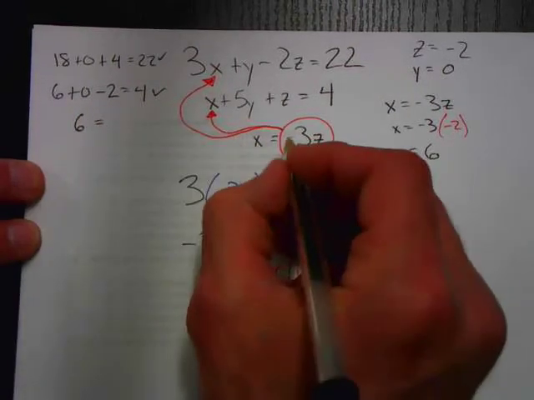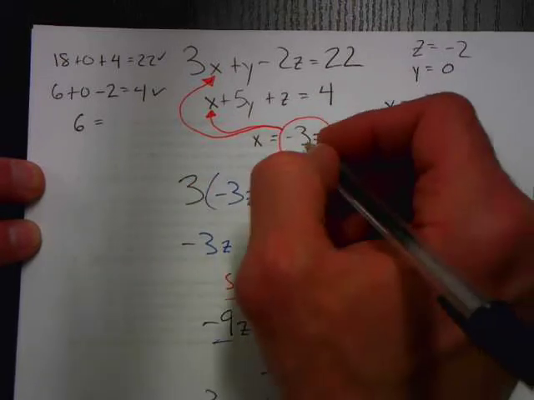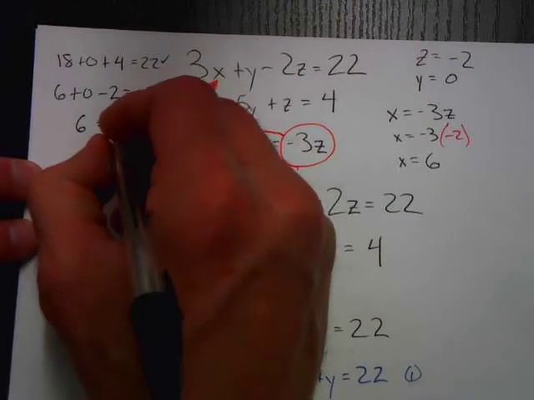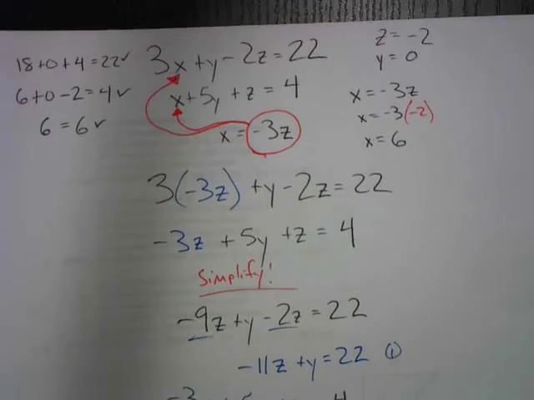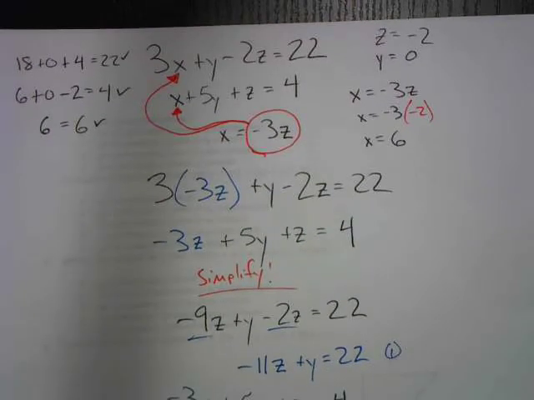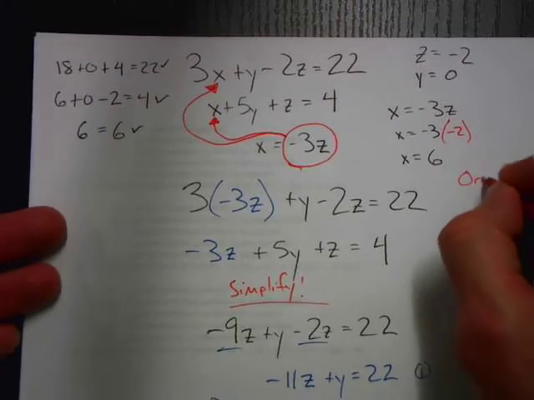And then last, we have x, but x is 6, is equal to negative 3 times z. But negative 3 times z, z is negative 2, is positive 6. Check. So all three variables work for all three equations, and we know we're right. But instead of writing an ordered pair, now we have to write something called an ordered triple. And that'll be the last note.